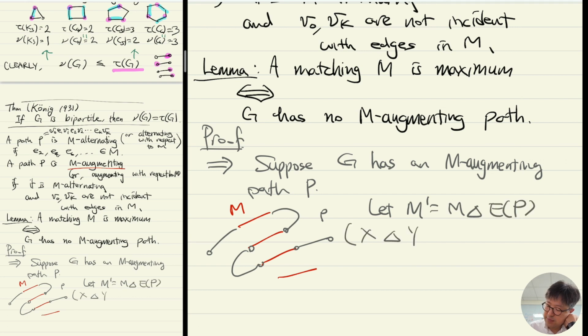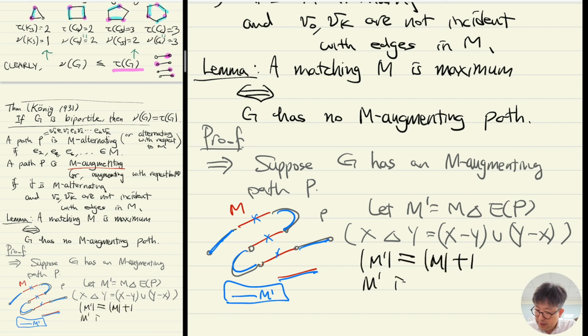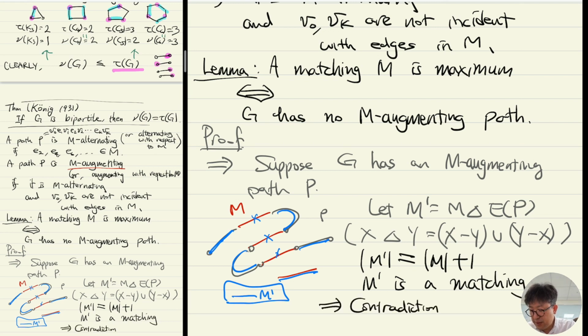So delta means the symmetric difference. It's x minus y union y minus x, right? So with these red color edges, by symmetric difference, the intersection will be removed. So those three edges are removed from M, and these edges are added. So those blue edges are M prime. Now it's easy to see that size of M prime is size of M plus 1, and M prime is a matching. So it's a contradiction to the assumption that M is a maximum matching.